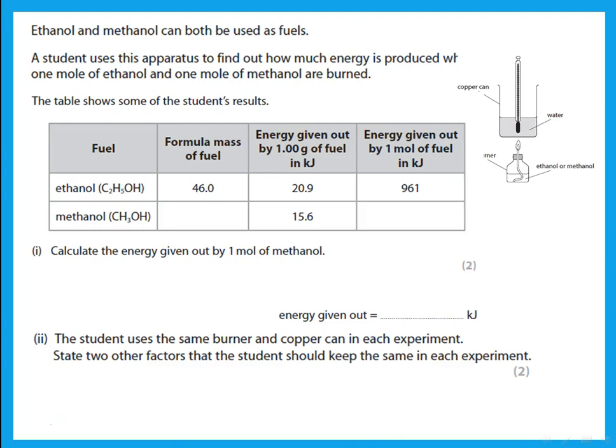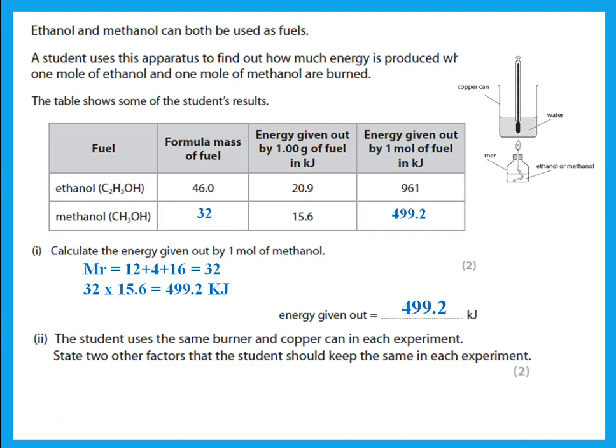Then he's saying do the same for methanol. Now calculate the energy given out by 1 mole of methanol. Well, we need to get the MR of methanol first. So the MR of methanol is 32. And he's saying I have 32 grams. Now the energy given out by each gram is 15.6. So the total is 499, and that is the energy given out by 1 mole of the fuel.